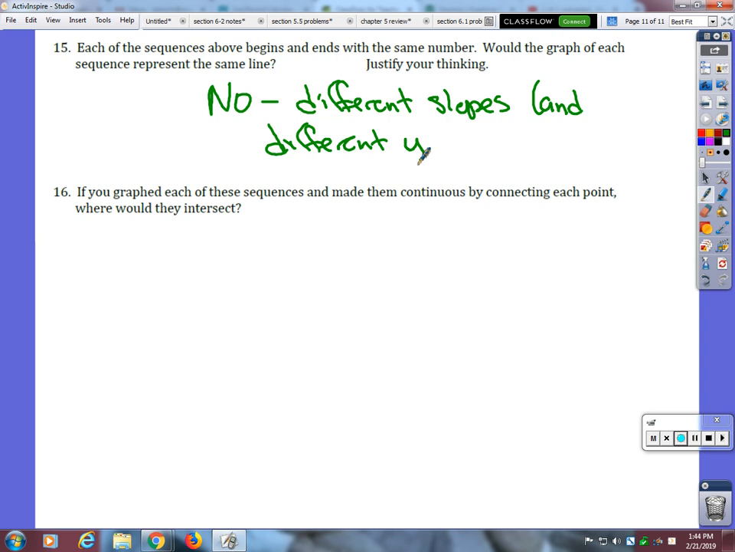No, because the y-intercept is the number that comes before 17. Okay, if you graphed each of these sequences and made them continuous by connecting each point, where would they intersect? What points do they have that are the same? 1, 17, and also, oh no, because the negative 7 is at a different place each time. Okay, yeah, good. So it all crossed at 1, 17. They all have that same point. Nice job. You guys did a good job.